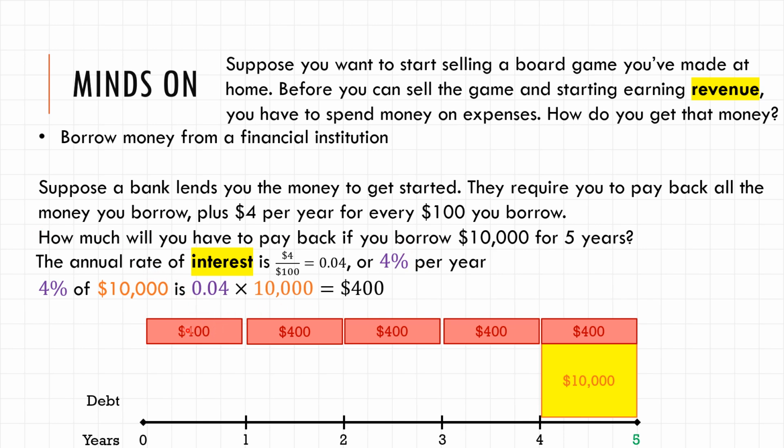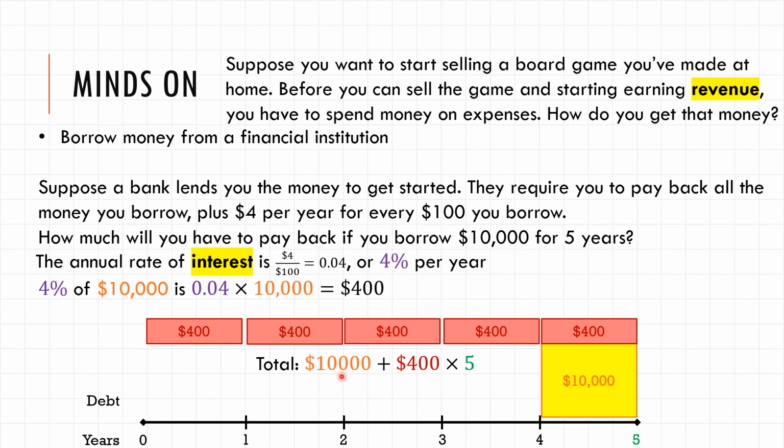Well, we can't just add up the interest to get $2,000. We also have to pay back the money that we borrowed in the first place. They didn't just give us that money for free. We have to give it back. And then we have to pay back all the interest. So in total, how much money do we have to pay back?